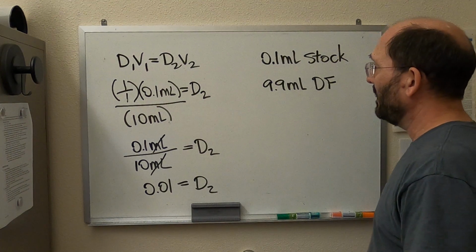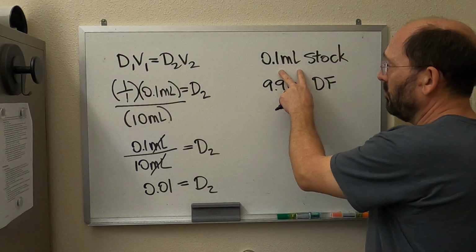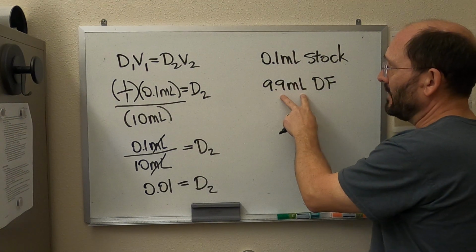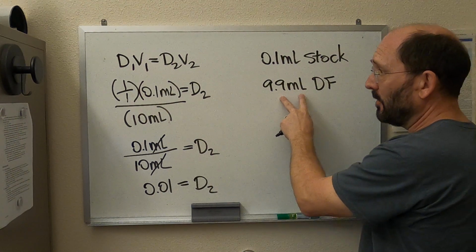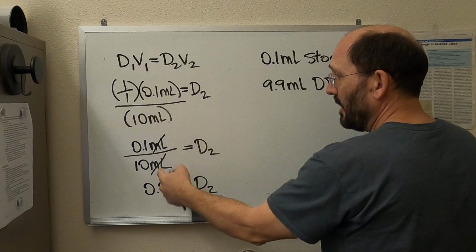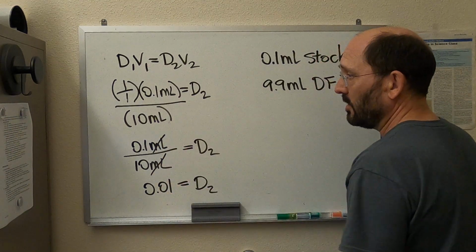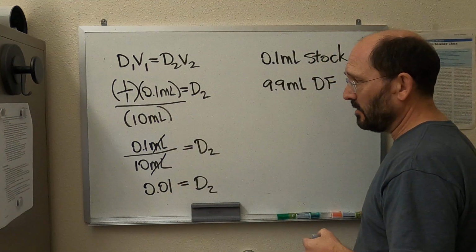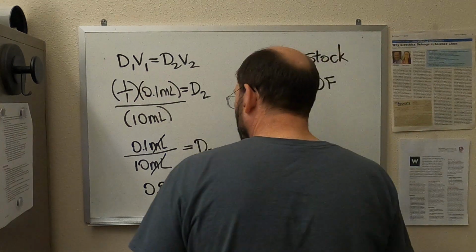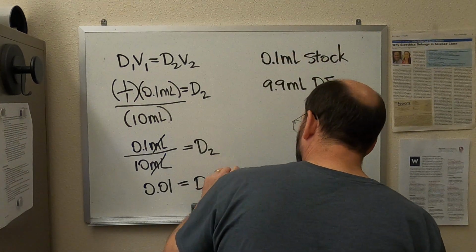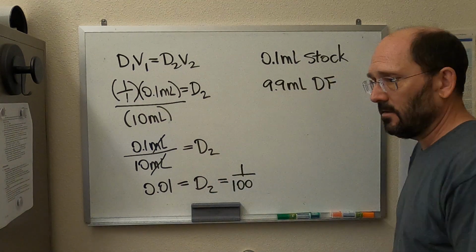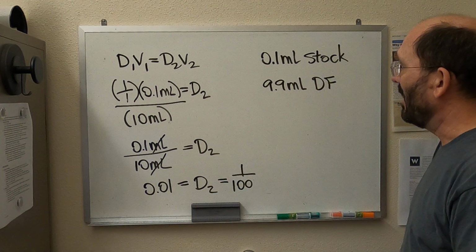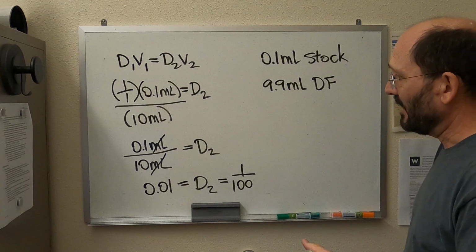So what we can say is if we were to take our 0.1 milliliter of stock solution and add 9.9 milliliters of diluting fluid, we would end up with a total volume of 10 milliliters of a 0.01 dilution. Another way of saying the 0.01 dilution is to list that in fractional form, which is also 1 over 100, if you wanted to list it that way as well. Okay, so that's one example.